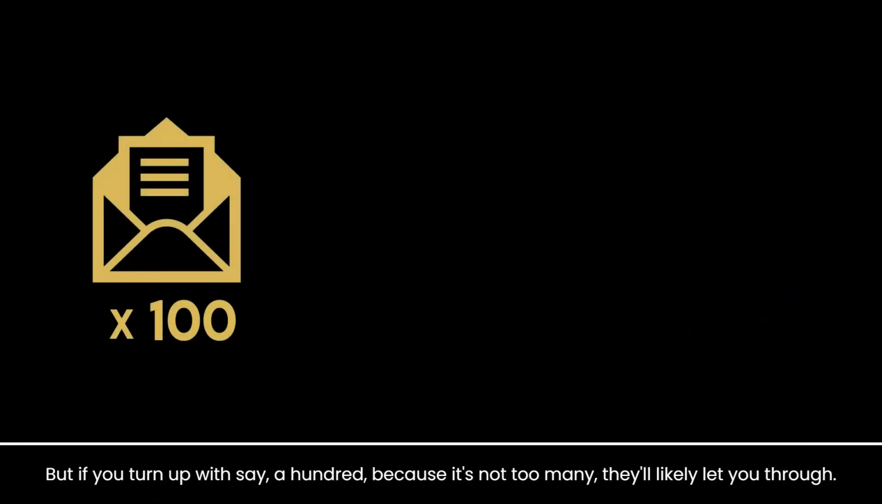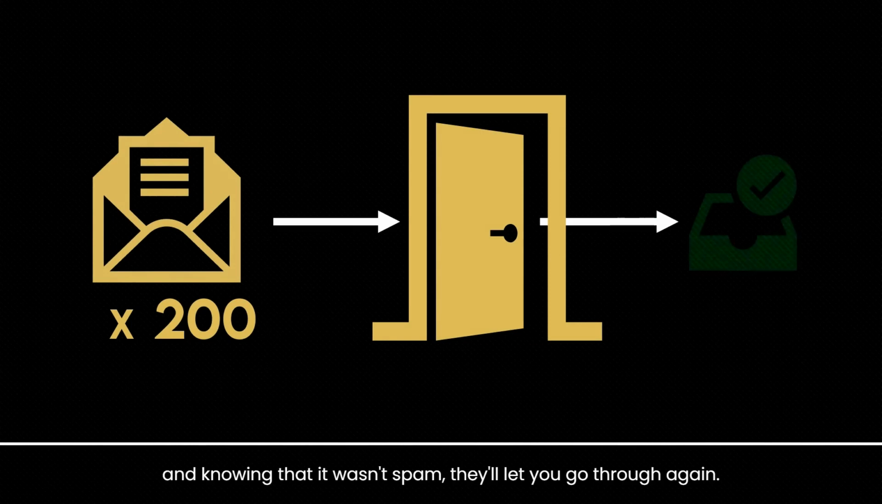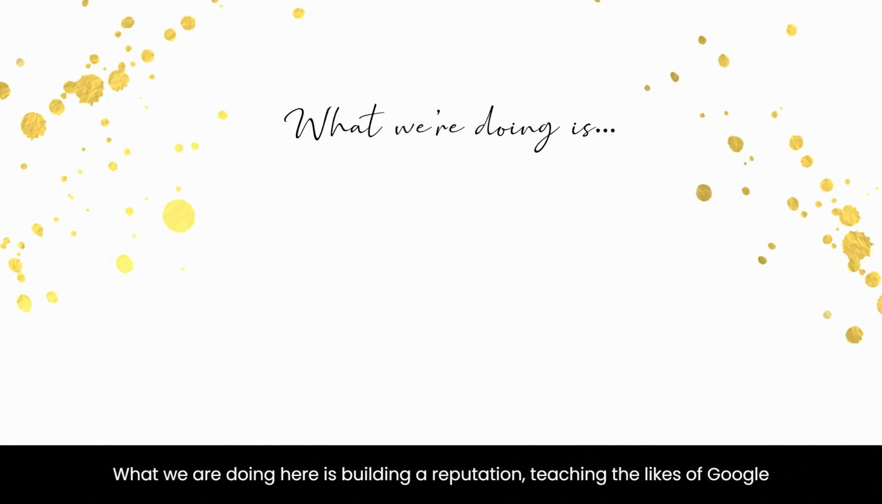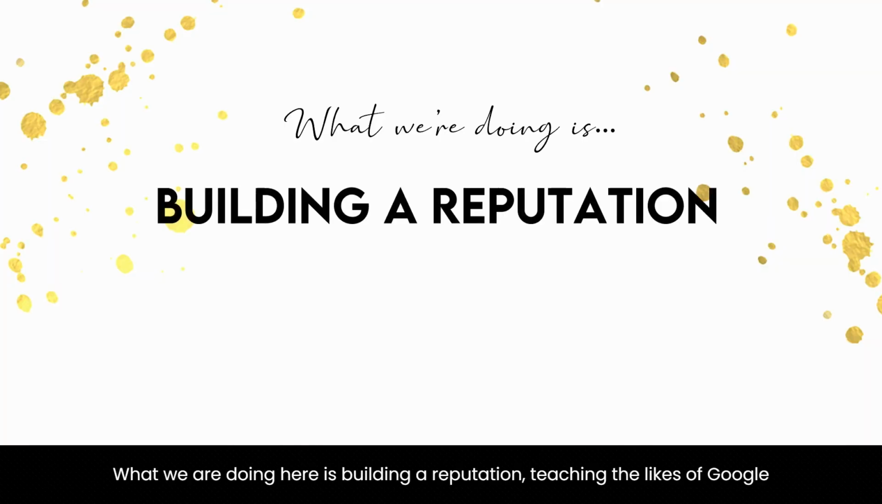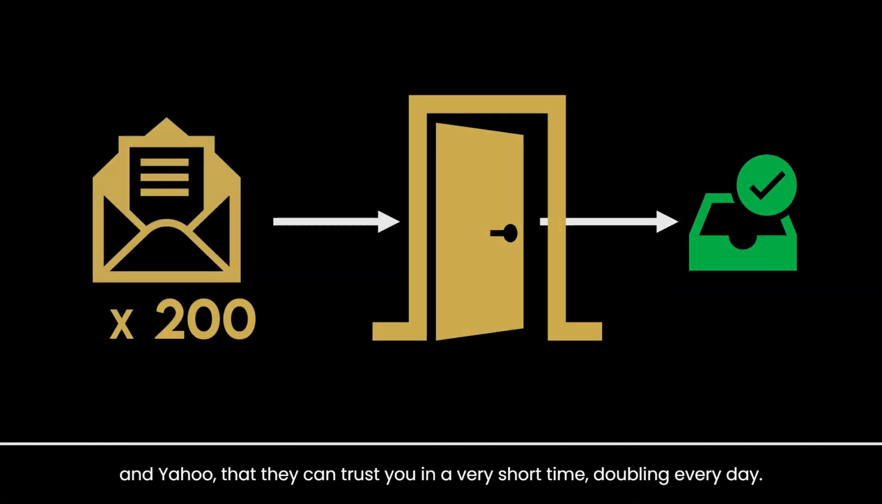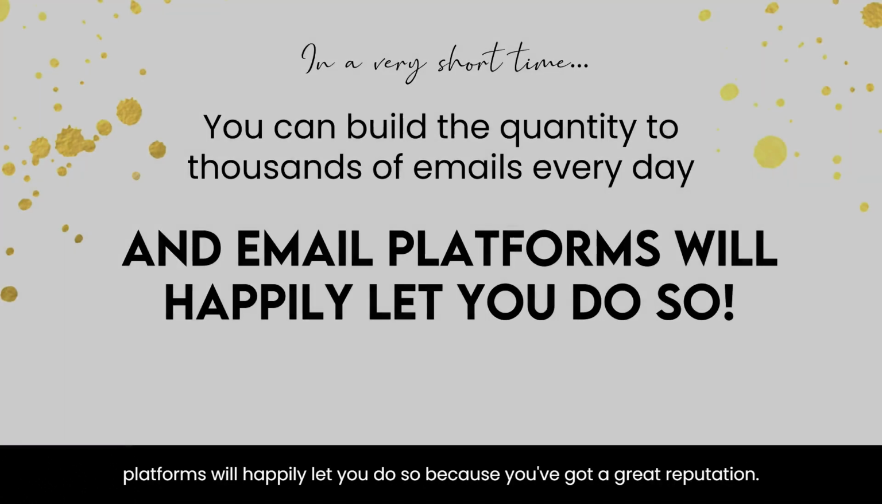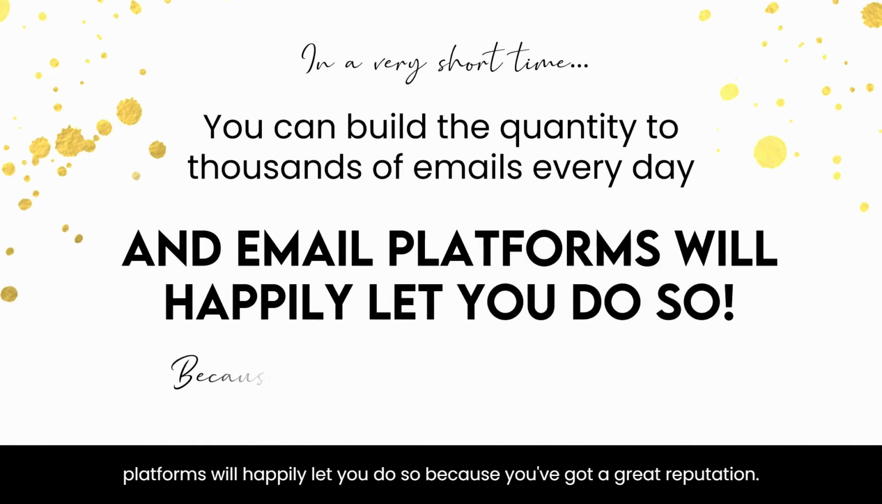But if you turn up with, say, 100, because it's not too many, they'll likely let you through. The next day, when you turn up with 200, having met you the day before and knowing that it wasn't spam, they'll let you go through again. What we're doing here is building a reputation, teaching the likes of Google and Yahoo that they can trust you. In a very short time, doubling every day, you can build the quantity to thousands of emails every day, and email platforms will happily let you do so because you've got a great reputation.